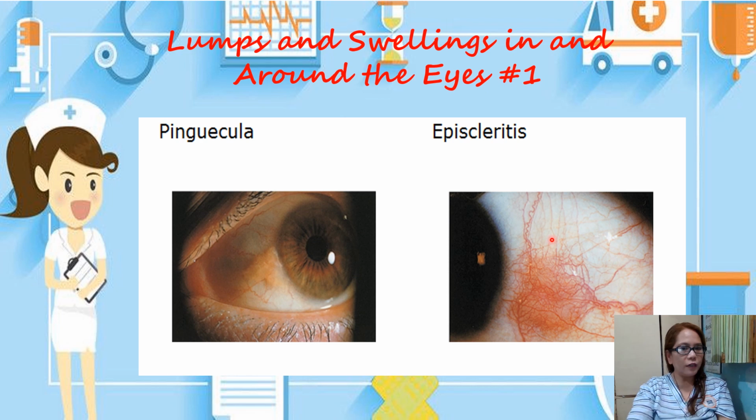And then we have here episcleritis, a localized ocular redness from the inflammation of the episcleral vessels, or the blood vessels. There is redness and dilated blood vessels.